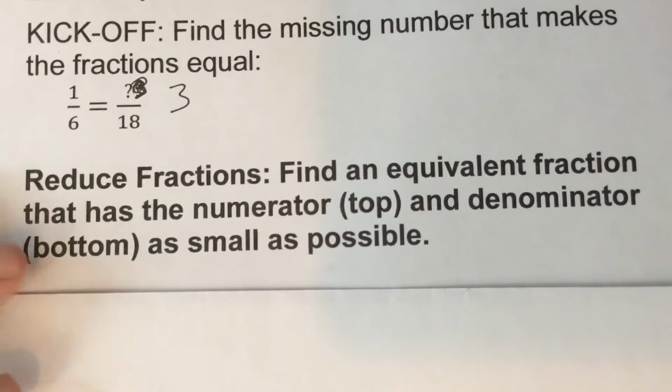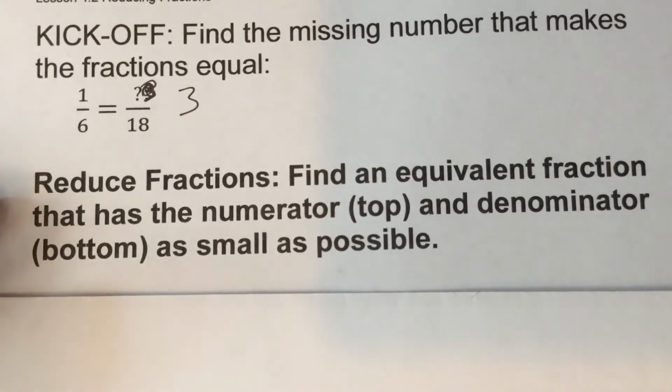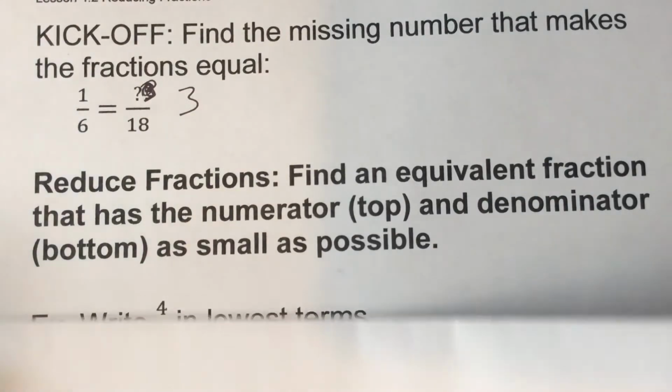So what we're doing there is we're just finding what makes these equal. We could have been going bigger, could have been going smaller. We're going to use the same idea, but now we're going to be trying to reduce them down to make them as small as possible. So a reduced fraction is an equivalent fraction that has the numerator and denominator as small as possible.